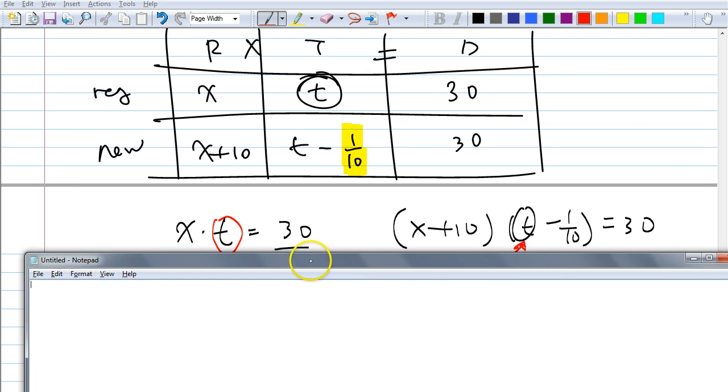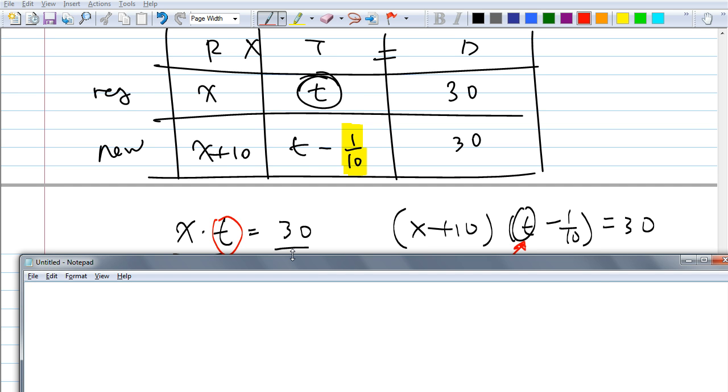Okay, do you see the two equations? x times t, rate times time, equals the distance, and then another rate times time equals the distance. But we don't know how to solve these kinds of equations. But if we do something, it's called the substitution method.